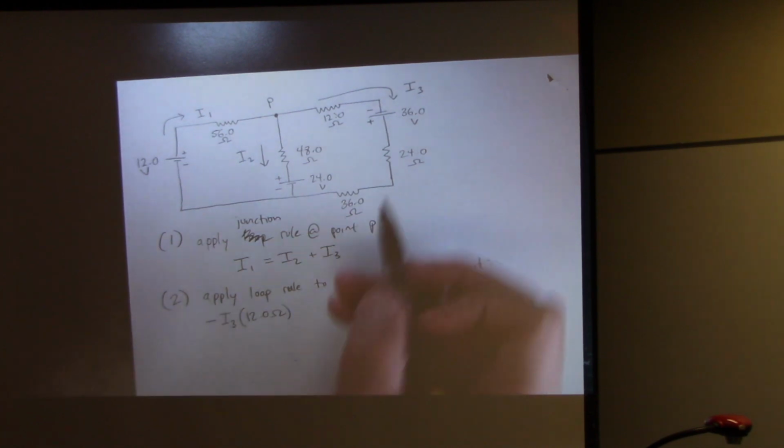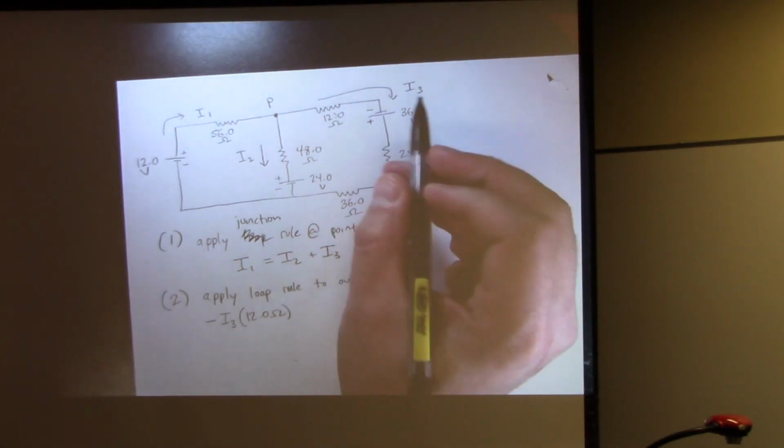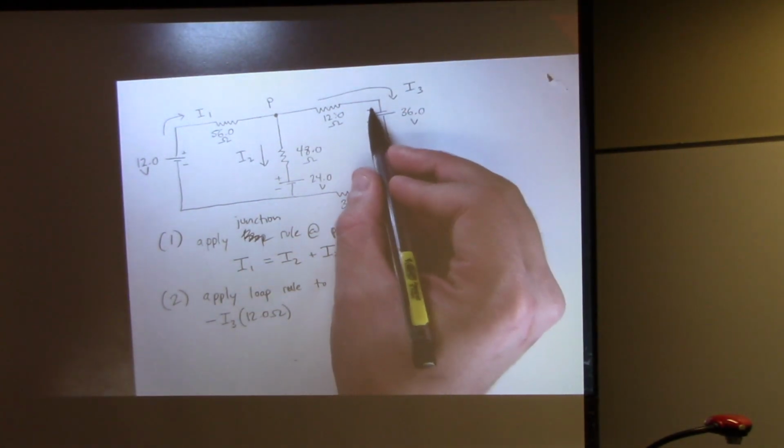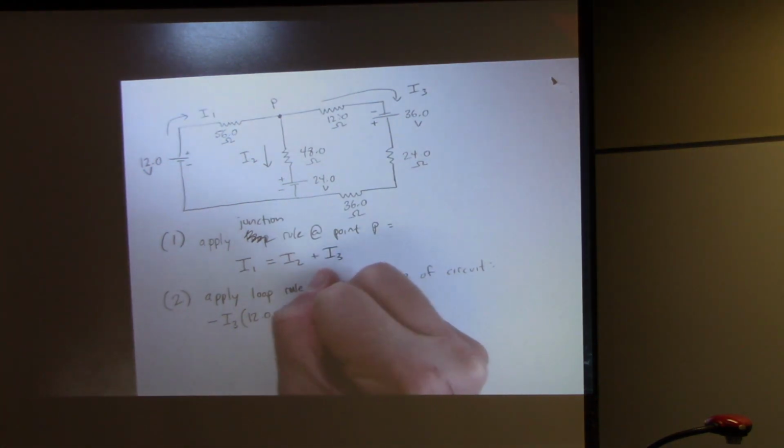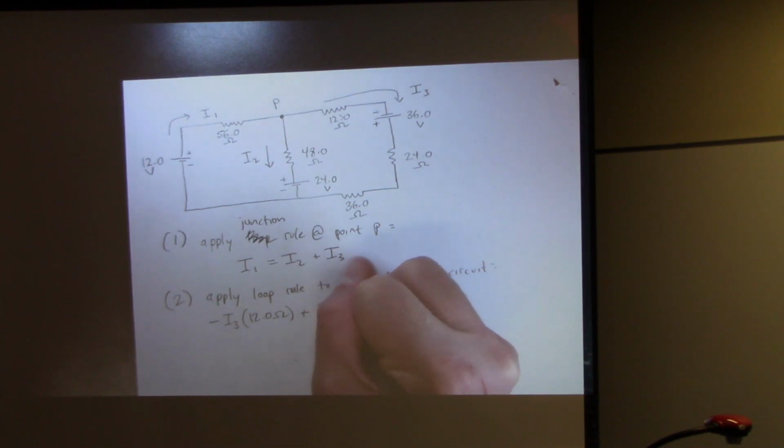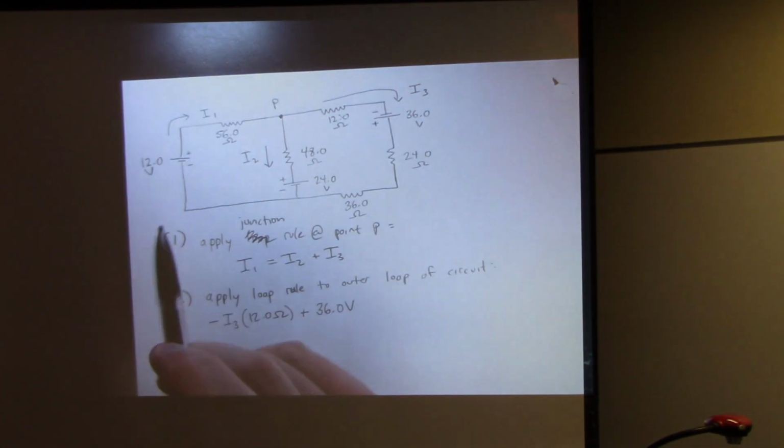The next thing we do is we go across this battery. And which direction are we going? We're going from the negative terminal to the positive terminal, which means we have a voltage increase happening of plus 36 volts going across this battery.